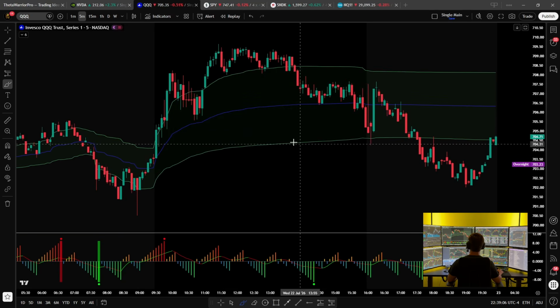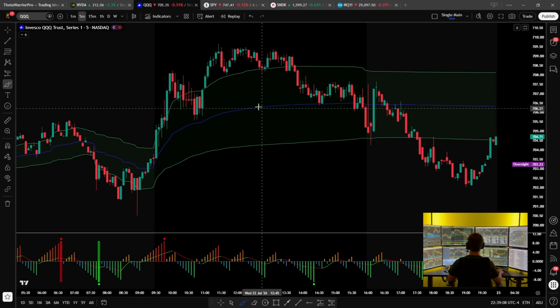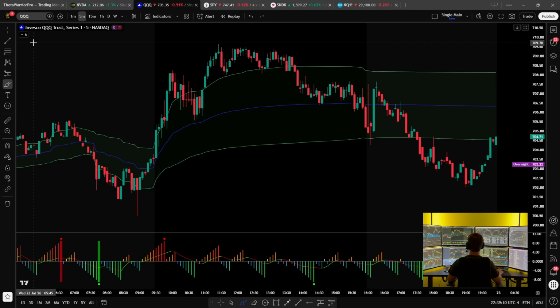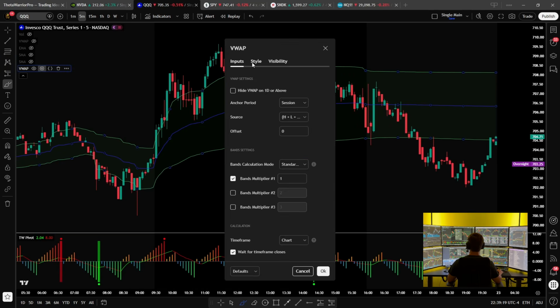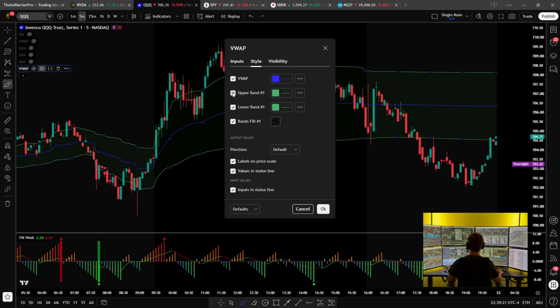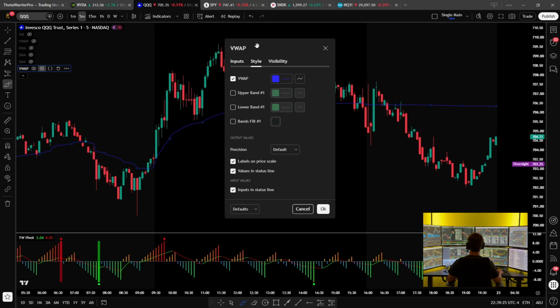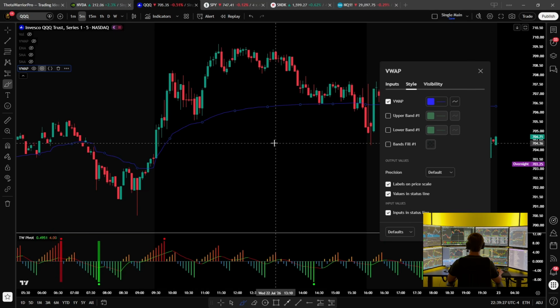It's going to pop up with these 3 lines. All we really care about is this middle one. So in order to get rid of these top 2, all you have to do is expand this. It'll say VWAP right there. Click on this little gear, which is the second icon. Go to Style and uncheck the upper band, lower band, and band fills. Okay, and then that just leaves you with the actual VWAP.